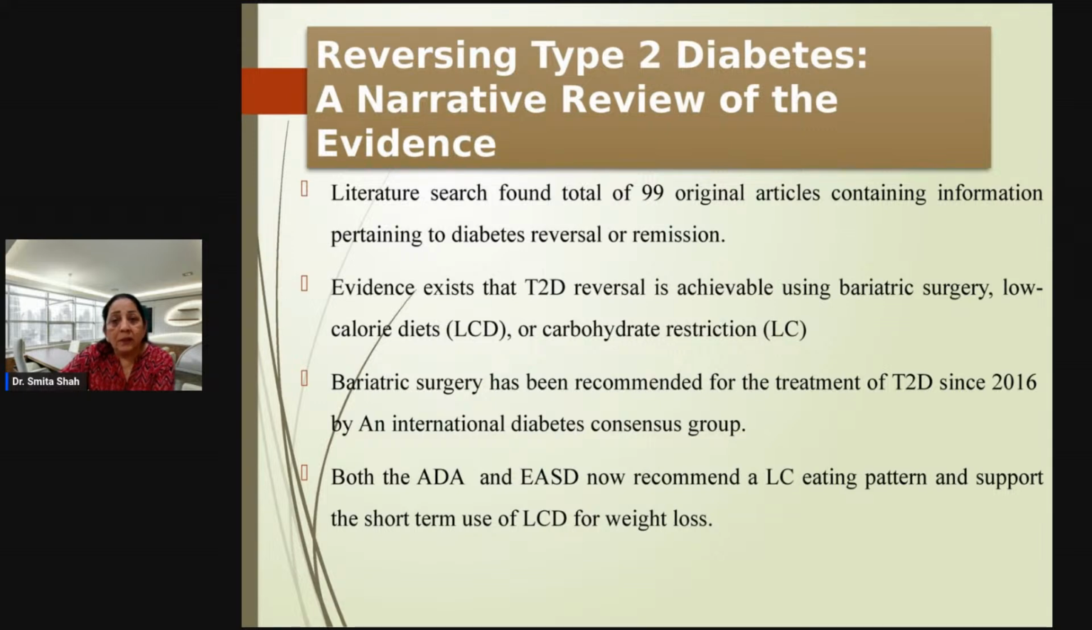Now, the literature search found a total of 99 original articles containing information pertaining to diabetes reversal and remission. Bariatric surgery has been recommended for the treatment of type 2 diabetes since 2016 by the American International Diabetes Consensus Group. So evidence exists that type 2 diabetes reversal is achievable using bariatric surgery. Otherwise, you have a second option, very low calorie diet and very low carb diet.